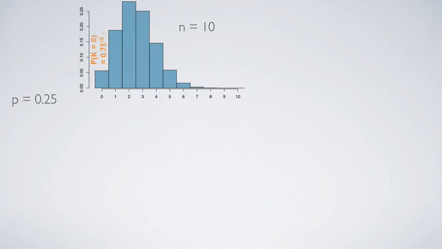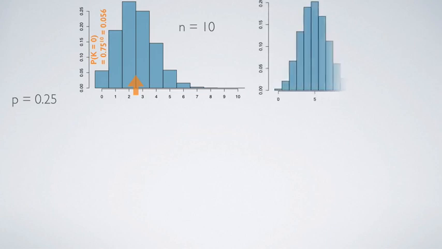For example, the probability of 0 successes can be calculated as 0.75, the probability of failure, raised to the 10th power, since 0 successes basically means 10 failures. This value comes out to be approximately 0.056, which is the height of this bar. With n equals 10 and p equals 0.25, the expected number of successes is 2.5, and hence the distribution is centered around this value. So, the binomial distribution with p equals 0.25 and n equals 10 is right skewed.